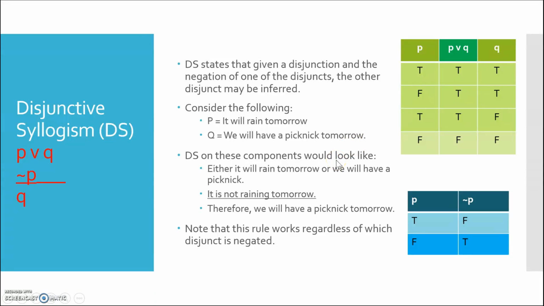So for example, if we say either it will rain tomorrow or we will have a picnic, and the next premise is it is not raining tomorrow, we can infer that we will have a picnic tomorrow. Note that this rule works regardless of which disjunct is negated, so it could just as easily say P or Q, not Q, therefore P.